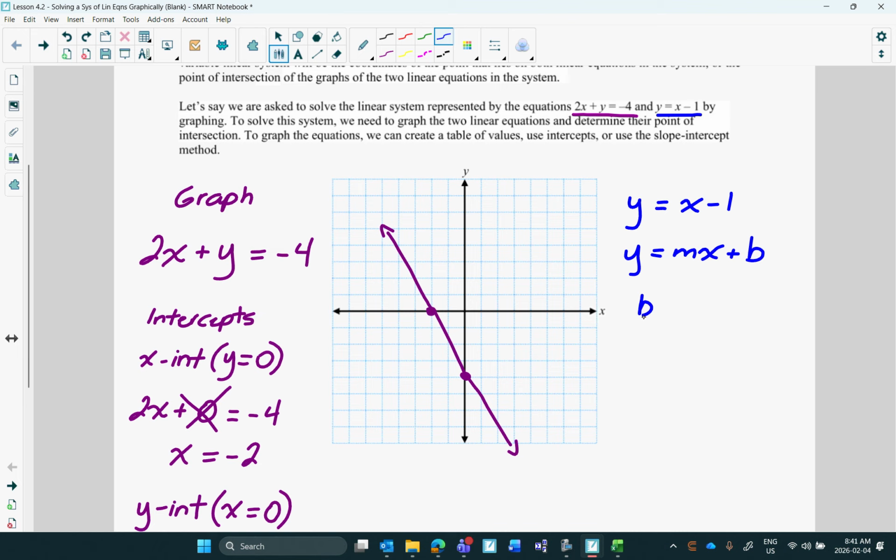Remember, b in this equation represents the y-intercept. What is the y-intercept if you read it off this equation? -1. What is the slope if you read it off the equation? 1, because there's no number here, we assume it's 1. But remember, I'm going to have to use rise over run, so write it like a fraction.